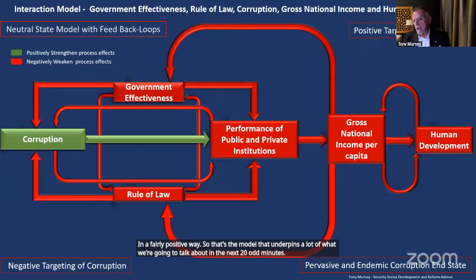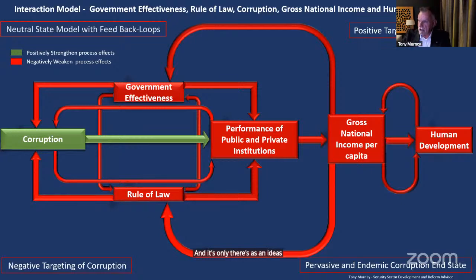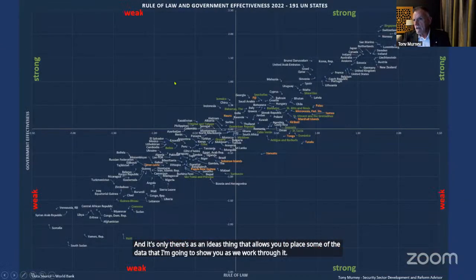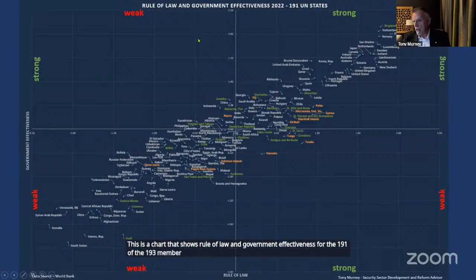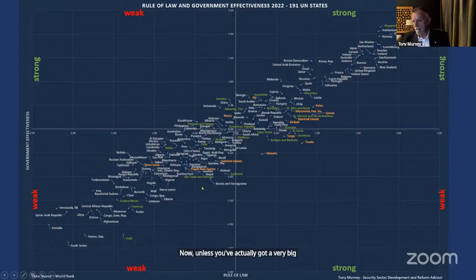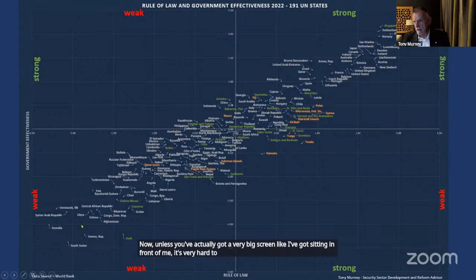It's only there as an ideas thing that allows you to place some of the data that I'm going to show you as we work through it. This is a chart that shows rule of law and government effectiveness for the 191 of the 193 member states of the United Nations. Now, unless you've got a very big screen like I've got sitting in front of me, it's very hard to read the names of the countries.